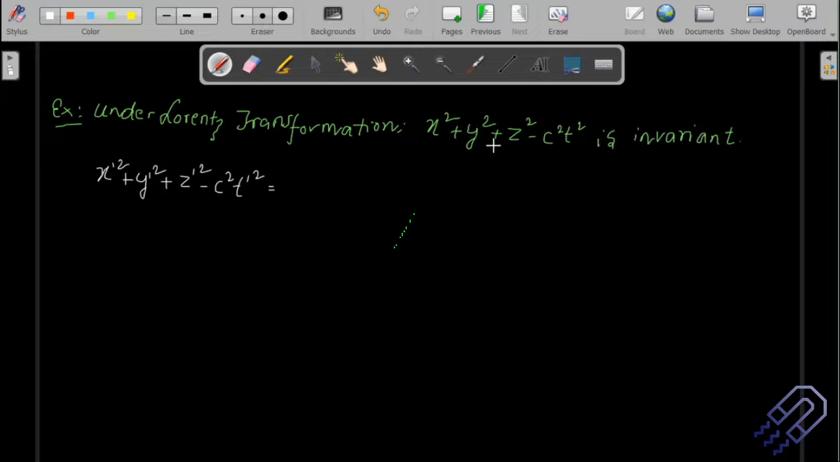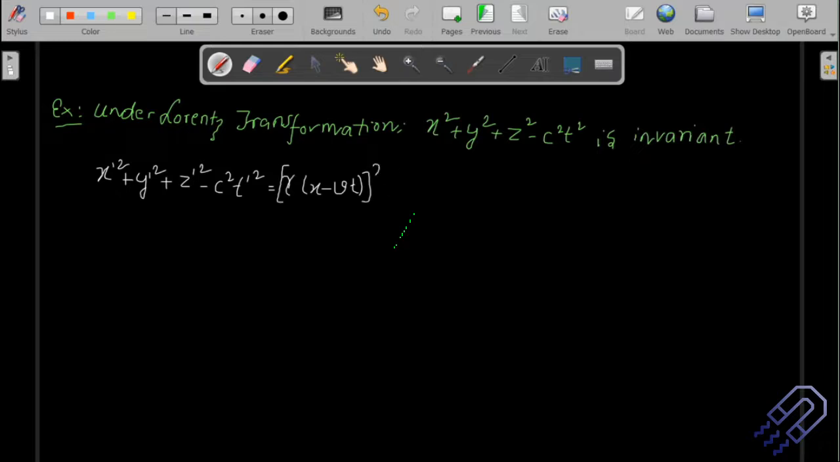I told you in the last class also what is meant by invariance. It means it doesn't change whether you consider the primed system or the unprimed system. In the unprimed system this is the relation, so in the primed system also this should be the relation. Let's start from the primed system and start replacing. We have already seen the relation for x prime. To make it more organized, I'll write it in terms of gamma: x prime is equal to gamma into x minus vt.